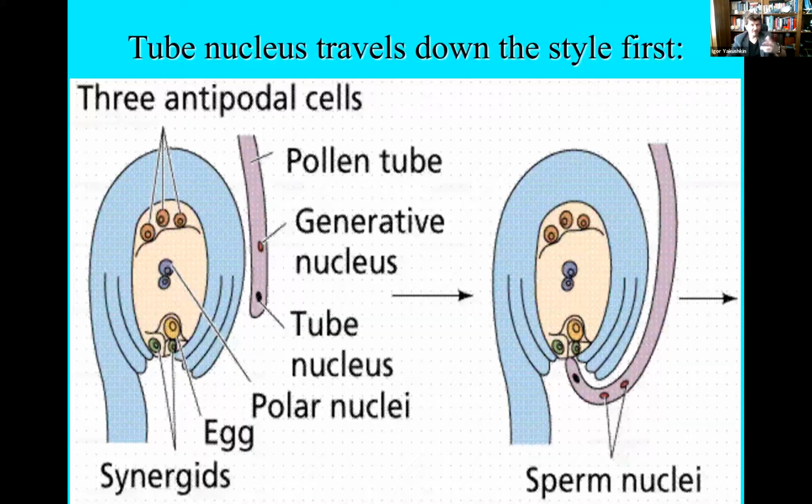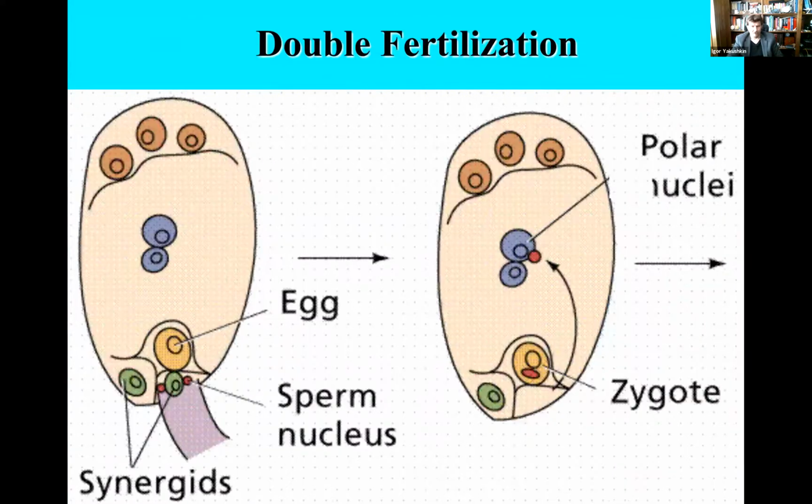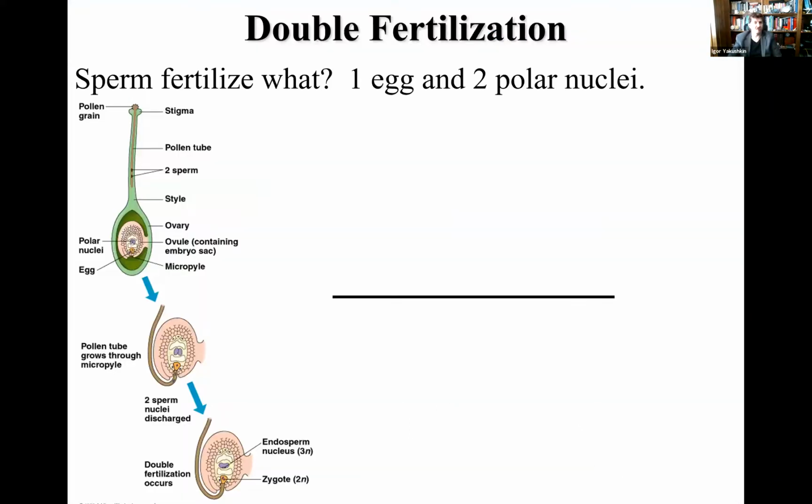So again, same kind of thing, showing a pollen tube carrying 2 sperms, and the first sperm will fertilize the egg. The second one will fertilize the central cell, creating a diploid zygote and a triploid cell, which will develop into the endosperm, a food source. So here's what you need to know for the double fertilization. I simplified it for you as much as I could.